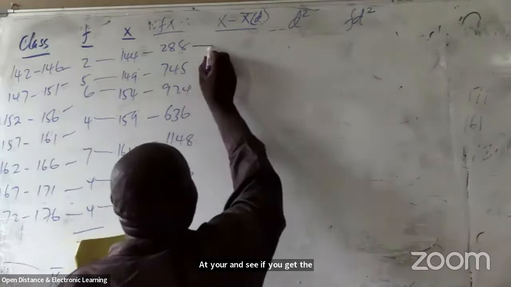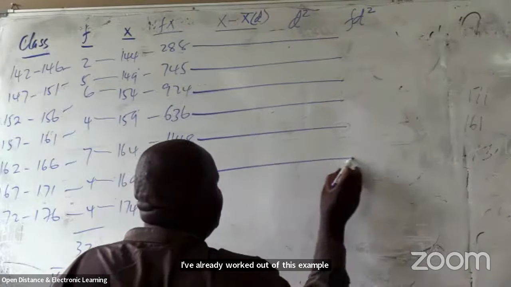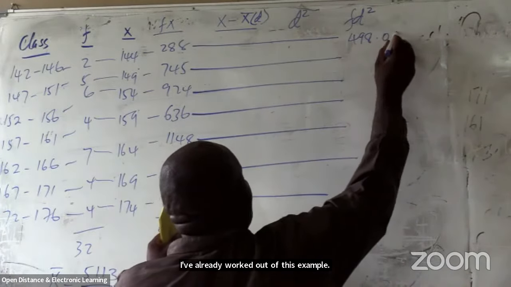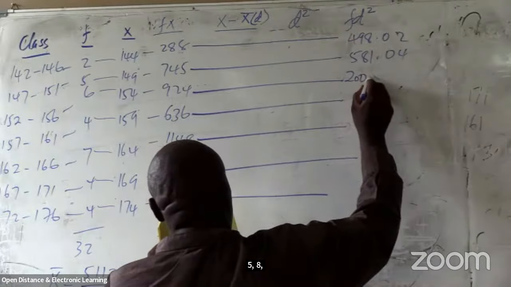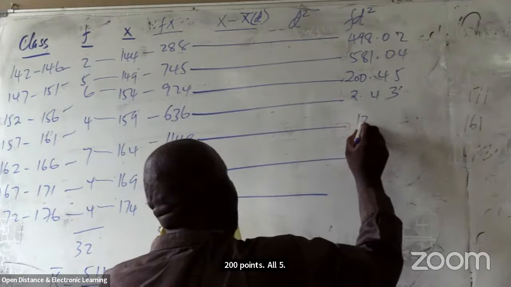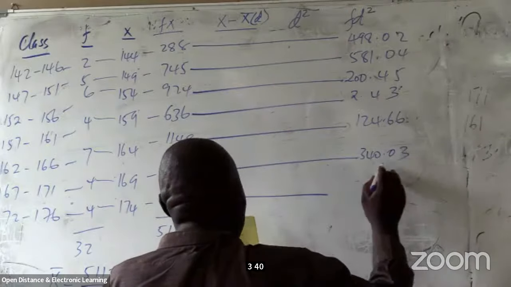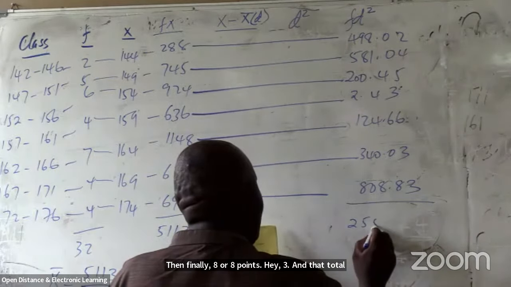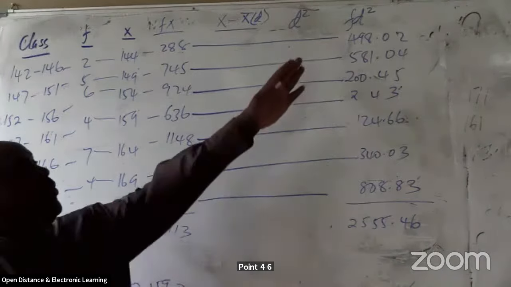I've already worked out this example. This is 498.02, 581.04, 200.45, 2.43, 124.66, 340.03, then finally 808.83, and that total gives us 2555.46. Please, you will confirm these figures.